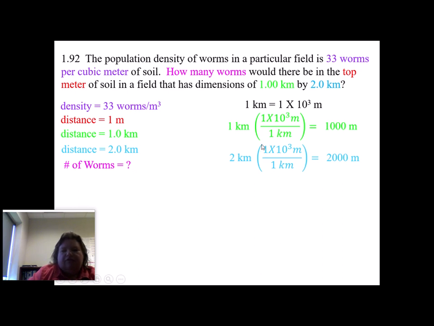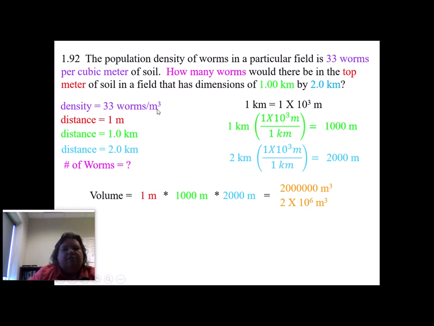Now I need to calculate the volume. The volume is the 3 distances, the length, the width, and the height, if you will. In this case, it's the 1 meter that tells me the top meter of soil, the 1,000 meters times the 2,000 meters, and I get 2 million meters cubed, or 2 times 10 to the 6 meters cubed. Again, these two values are equivalent. This is just scientific notation, and this is non-scientific notation.